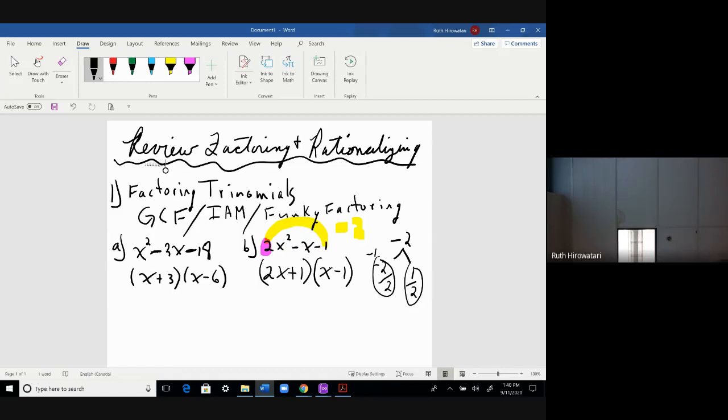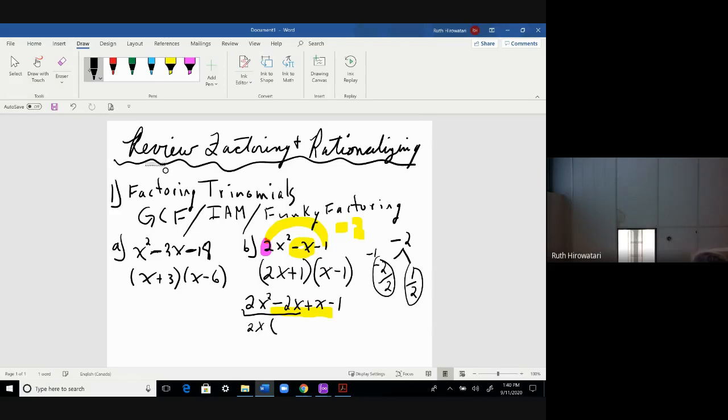When you did this as factor by grouping, we would have taken the 2x squared minus x minus 1 and written it like this: 2x squared subtract 2x plus 1x minus 1. You can see these two terms add up to that middle term. Then we factored by grouping, as in, what's my GCF?